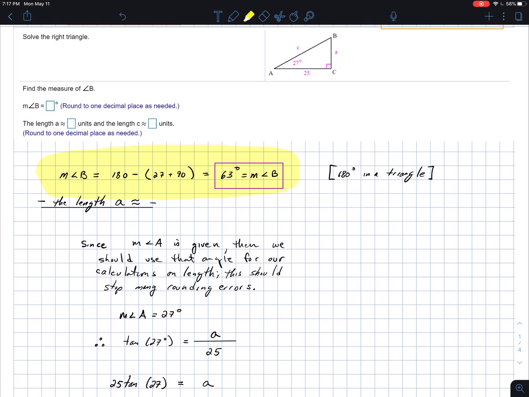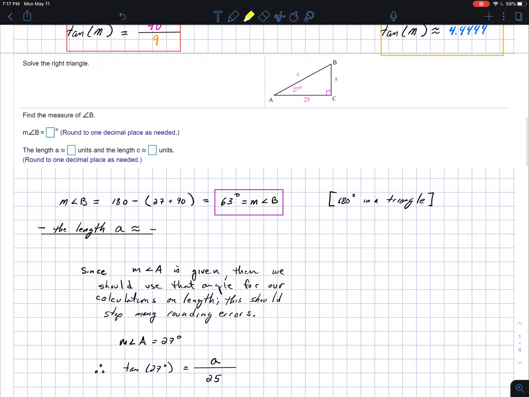Remember, it's half a square, so it's 180 degrees, right? So, why is this all important? I'm pretty sure that the measure of angle B is 63, right? Because I just subtracted the sum of the other two angles away from 180. We knew one was 27 and one was 90. So add those up and subtract it away from 180. That gave us 63.